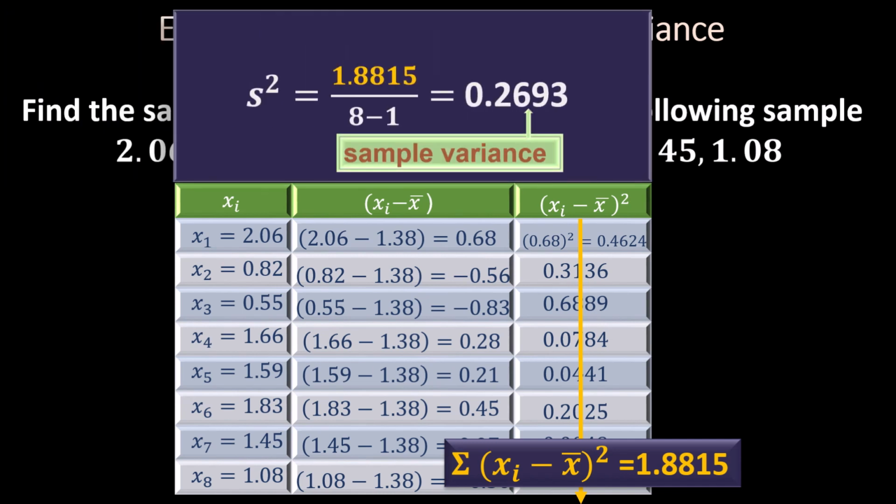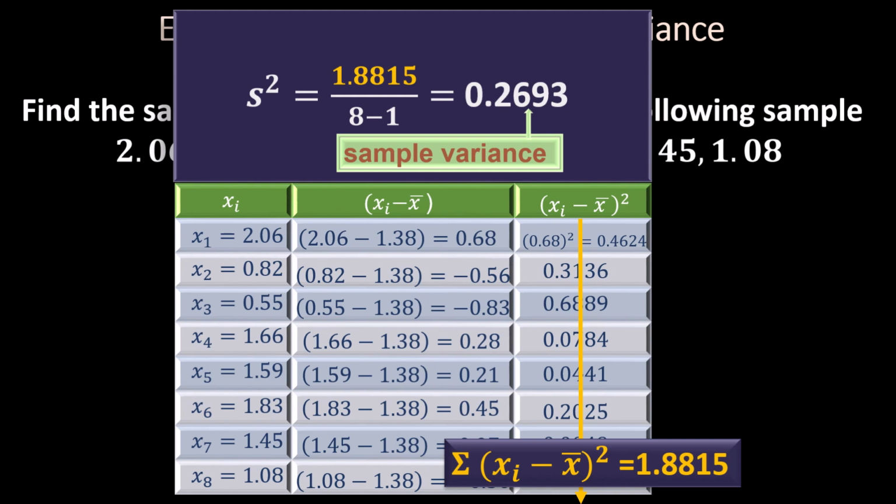Then the sample variance is 1.8815 divided by 8 minus 1. n minus 1 is 7. The result is 0.2693. Then that is the sample variance.